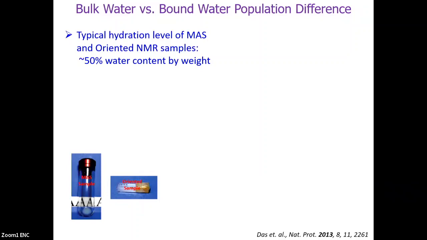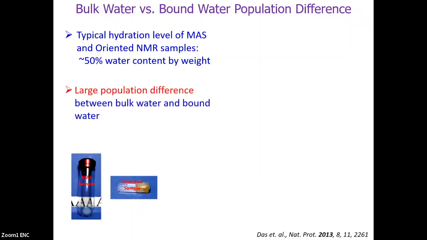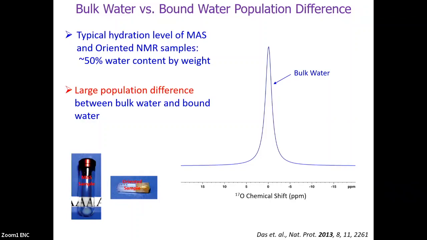And with this 50% by weight, there is a huge population difference between the bulk and the bound water. So if we acquire O-17 NMR spectra on these samples, what we get is a bulk-water-dominant signal, and any bound water signal will be buried and not observable. So how are we going to observe this bound water signal?